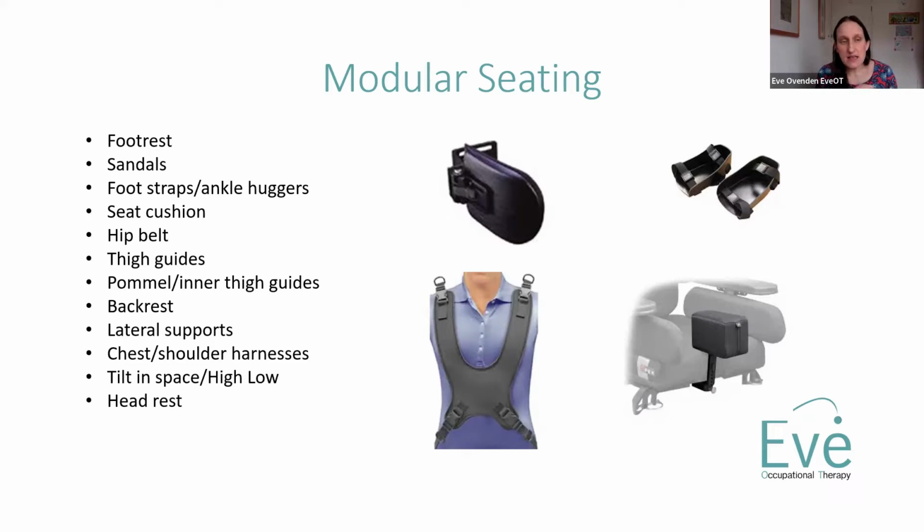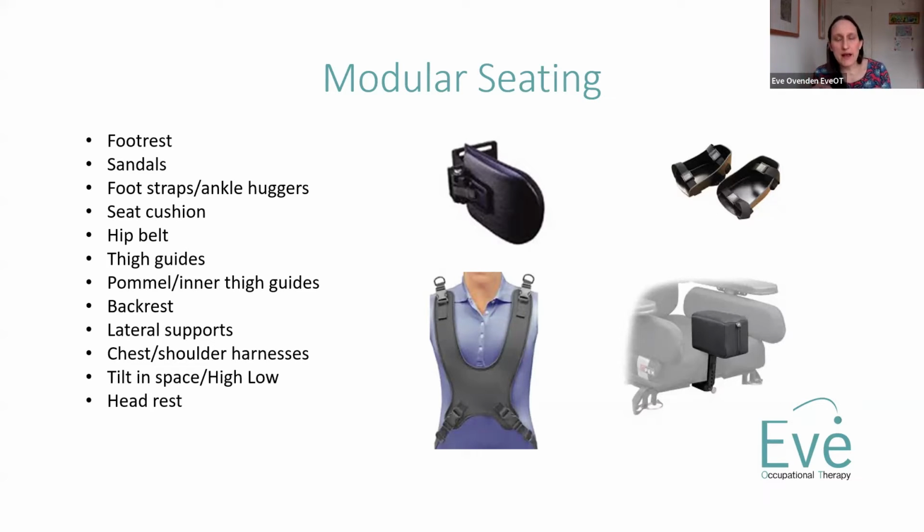The backrest can be flat or shaped, and you might also want to consider a dynamic backrest, and that's a backrest which has a spring on it. So if the child has extensor patterns of movement and they extend back, the spring allows them to extend back, but then brings them back to a more upright position once that extensor spasm has eased.